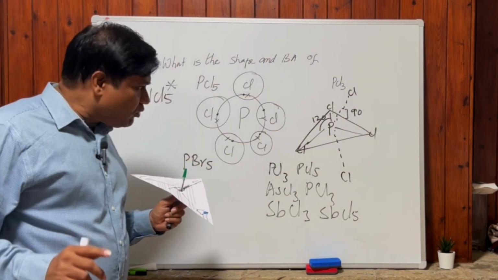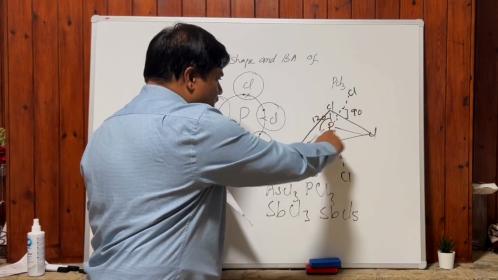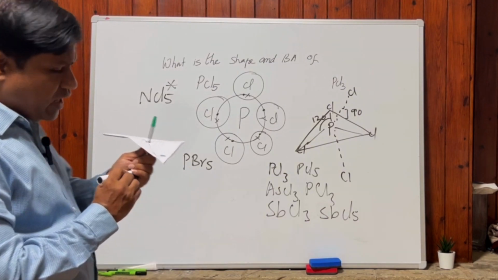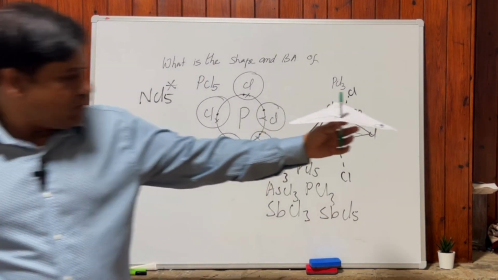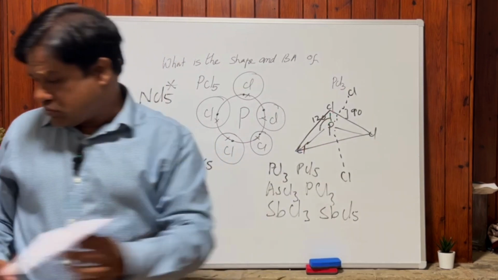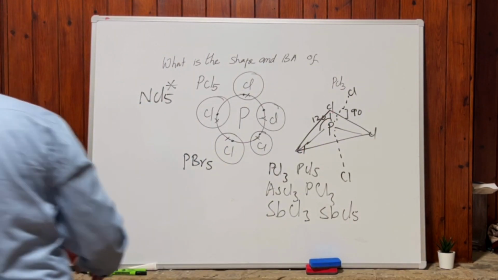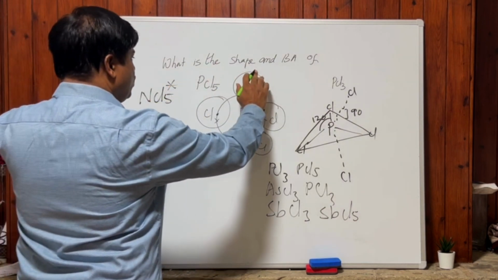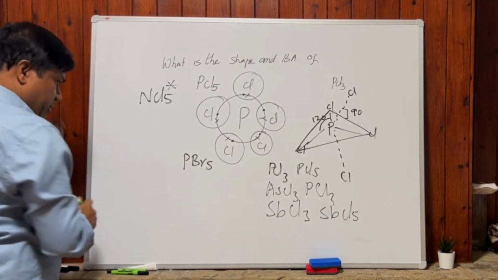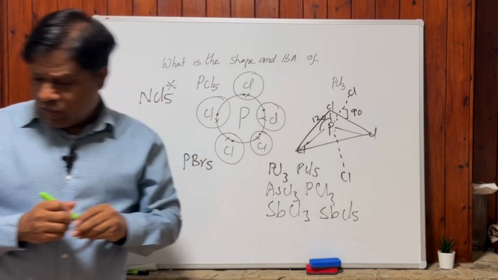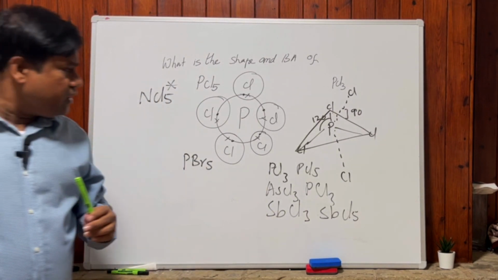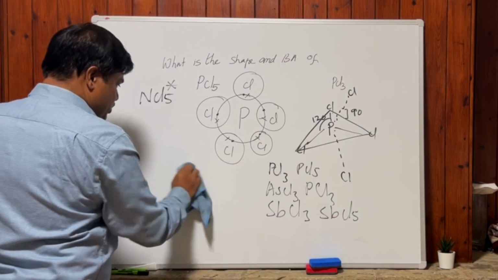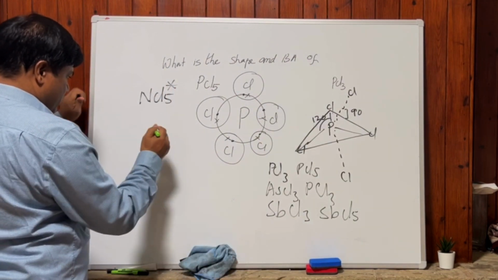And what is the shape of the molecule? Trigonal bipyramidal, and it has two bond angles, 120 and 90 degree. Look at that, guys. You can visualize like this. So what was the bond angle? What's the shape of the molecule? The shape is trigonal bipyramidal, and we have two bond angles, 120 degree and 90 degree.